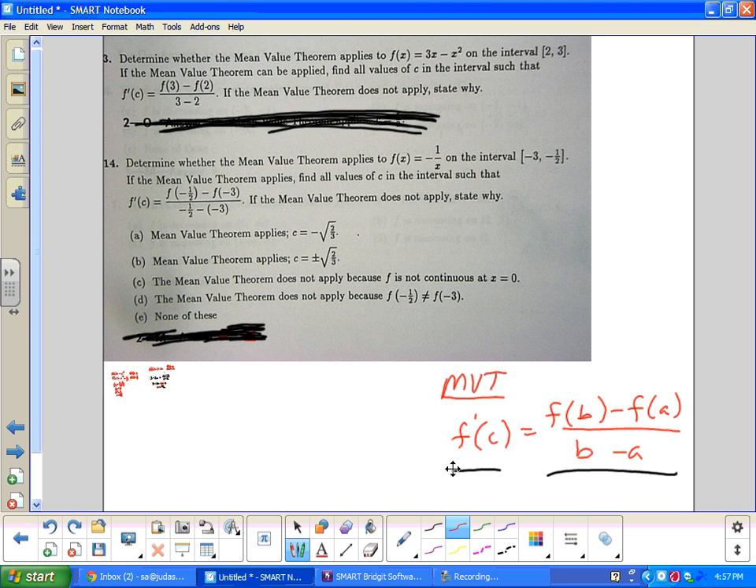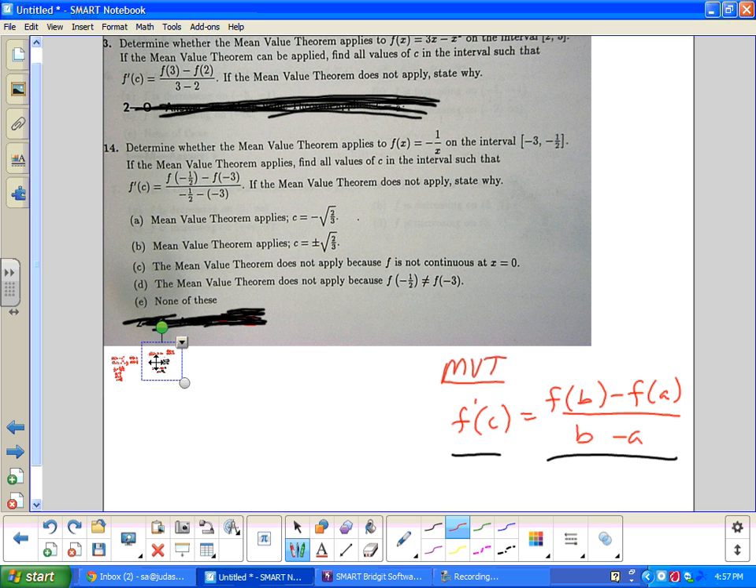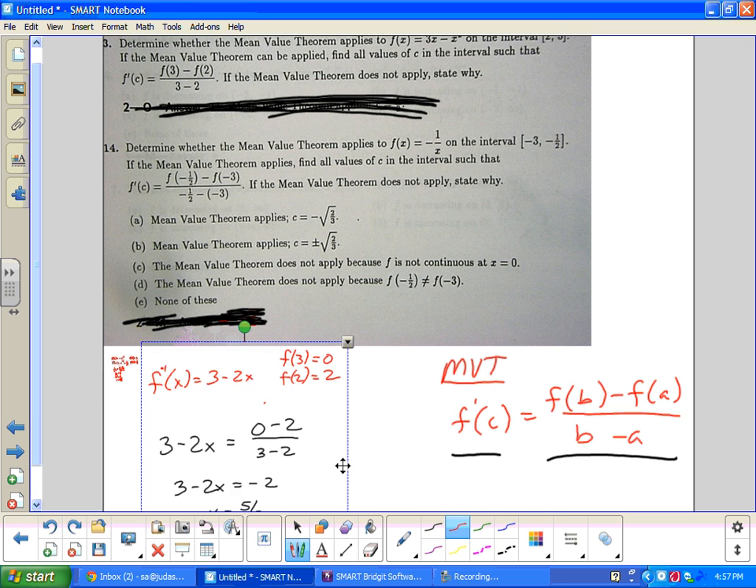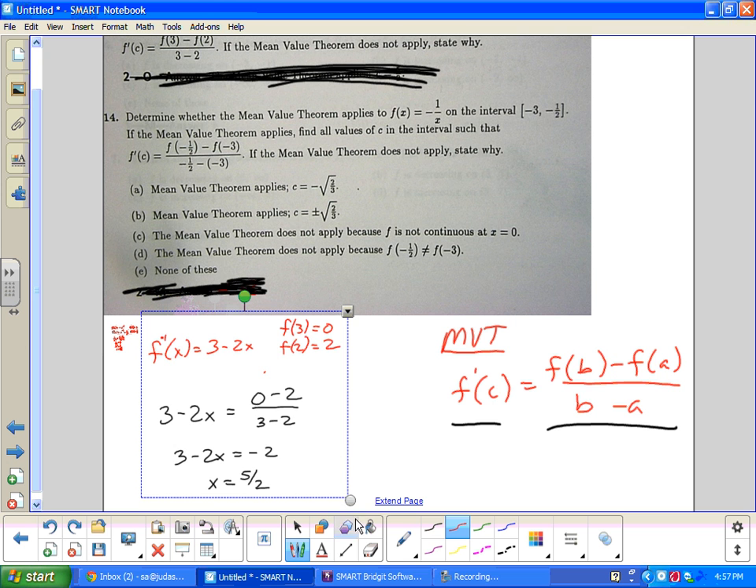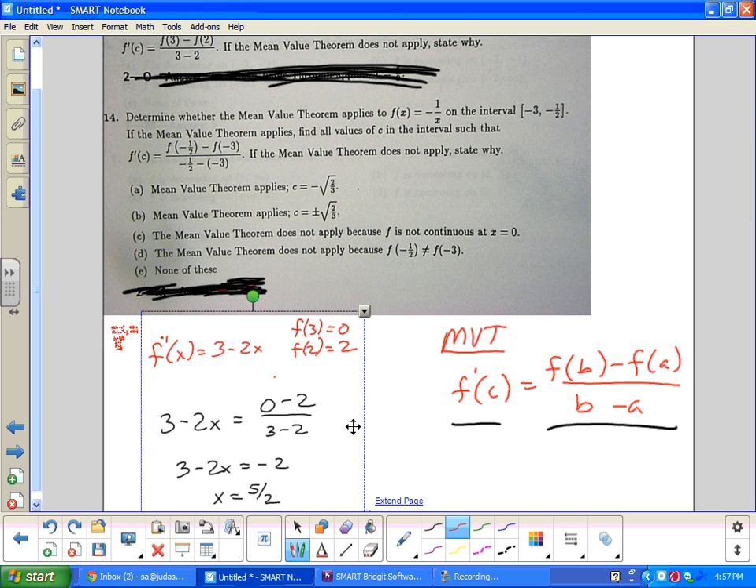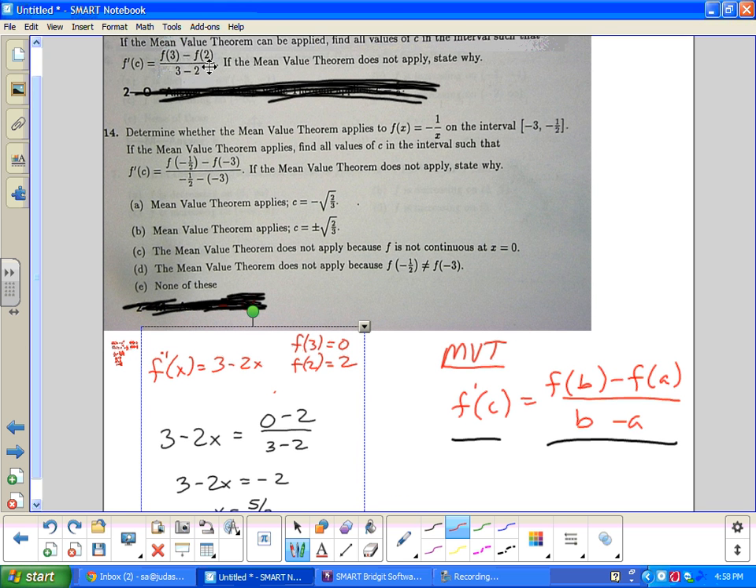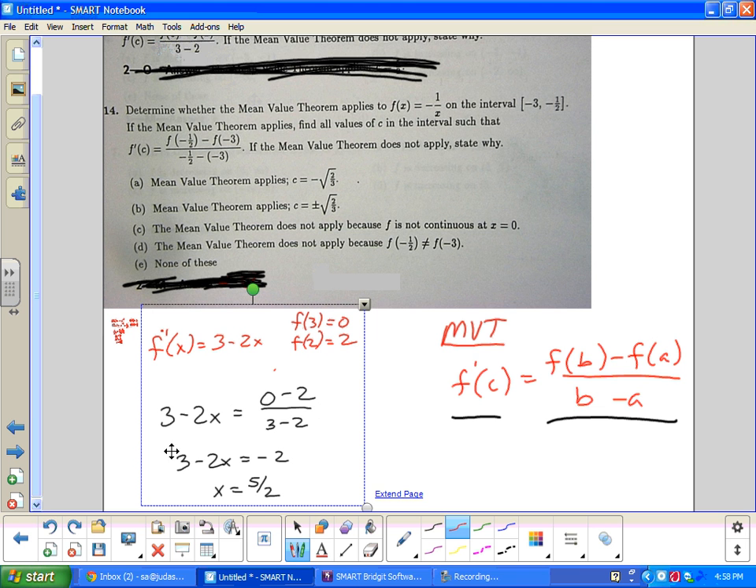So if I enlarge here, I have the mean value theorem written here. We now know that it's going to be satisfied. It has to have a value of c. So what I did is I just found the values of f of 3 and f of 2 from up here. And I set the derivative equal to the average rate of change. And I get a value of 5/2.